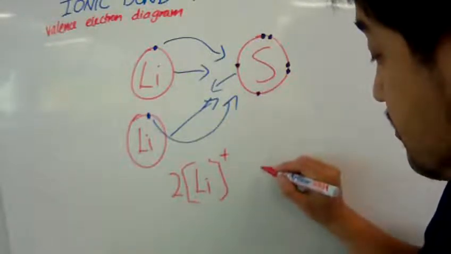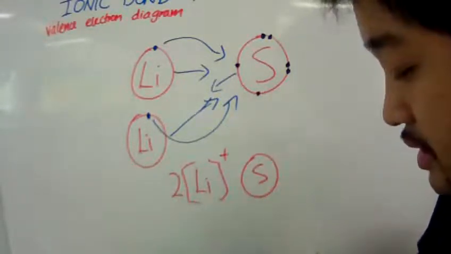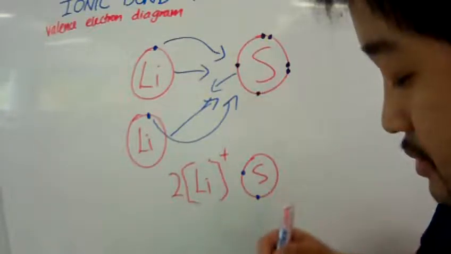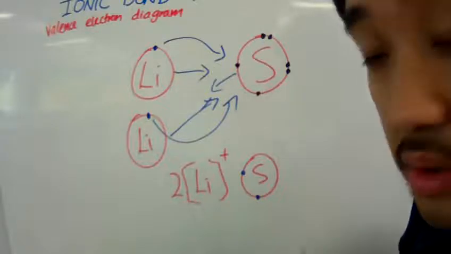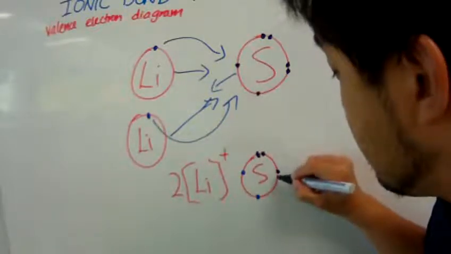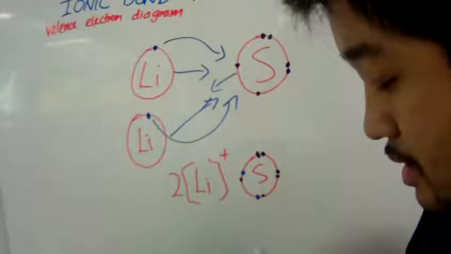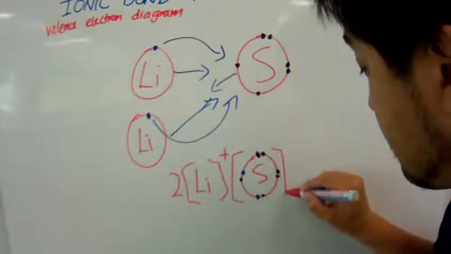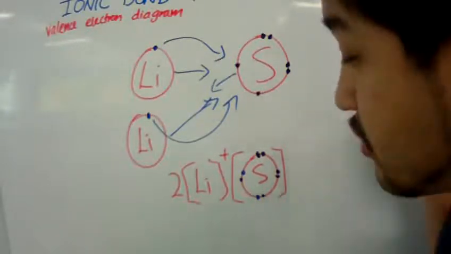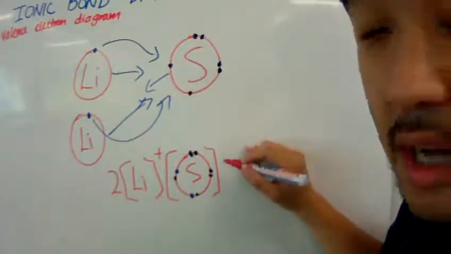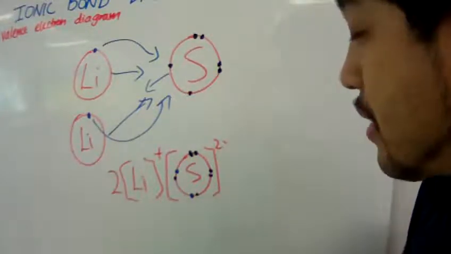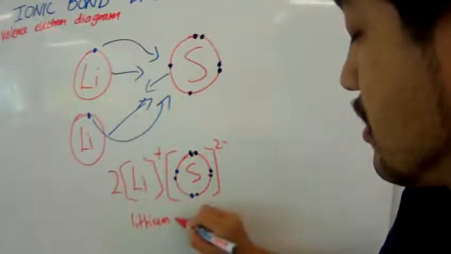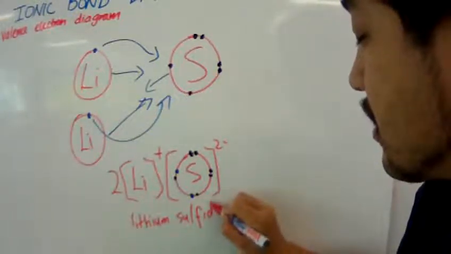Sulfur, on the other hand, gains the 2 electrons from lithium, on top of its own 6 valence electrons. And now it's formed an ion. And the charge of sulfur, the charge of sulfide, is now -2. And so the name of this is called lithium sulfide. Okay?